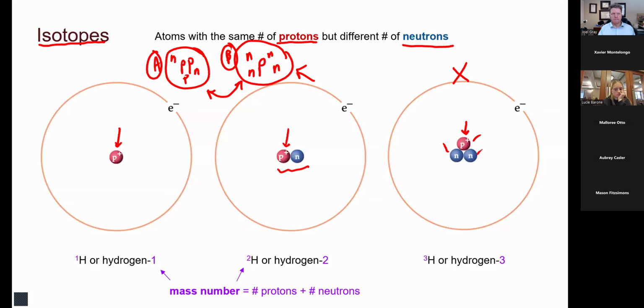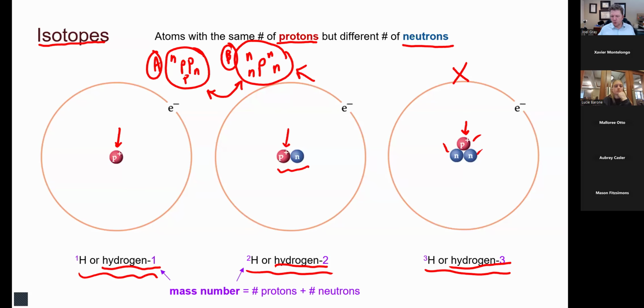Now, if we look down at hydrogen here, hydrogen 1, hydrogen 2, hydrogen 3, these have unique names. You don't have to know these. These are isotopic names. This is hydrogen. Hydrogen 2 is also known as deuterium, and hydrogen 3 is also known as tritium. Now, those are just special names to indicate the differences between these.